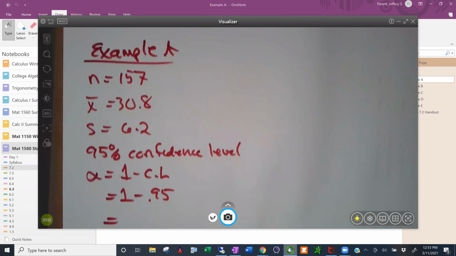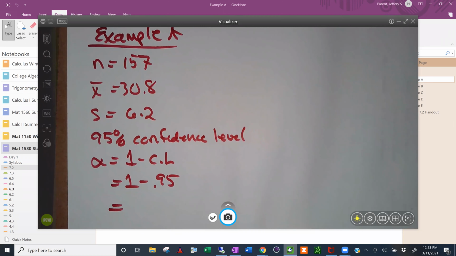So what's alpha going to be? 0.05. Yay. Maybe we should practice calculating t sub alpha over 2 for this one. Yeah, tell you what, we'll hold off on that. There are some problems that we will look at that ask you to find that value.